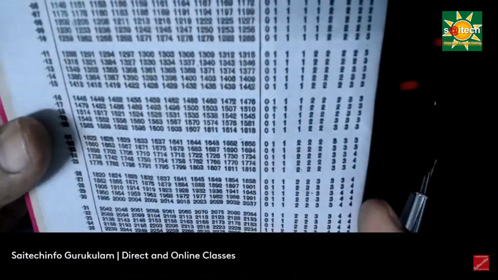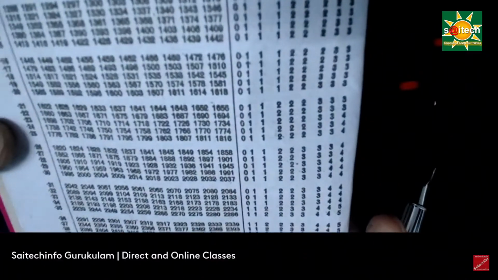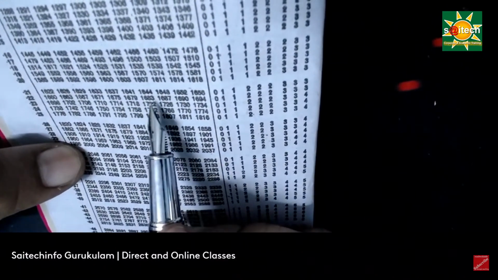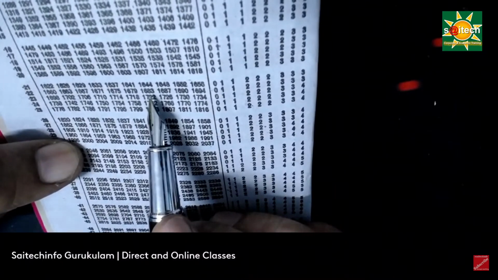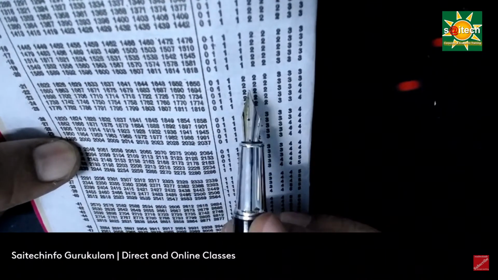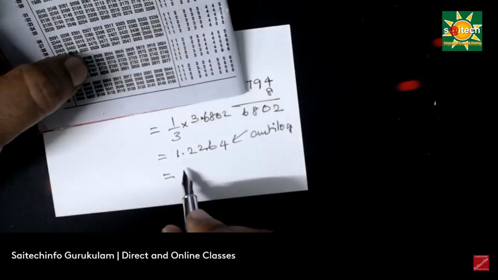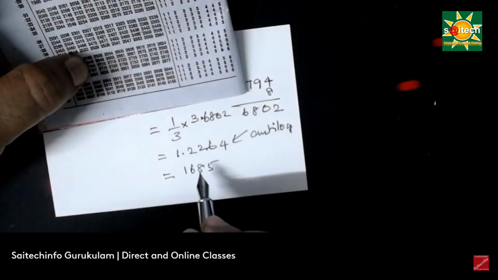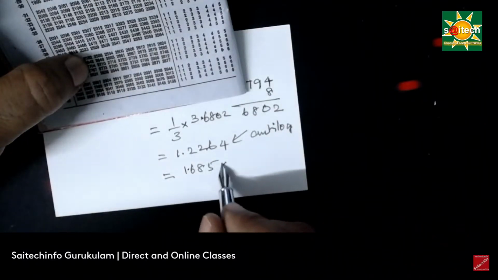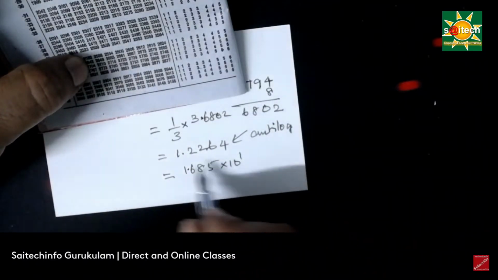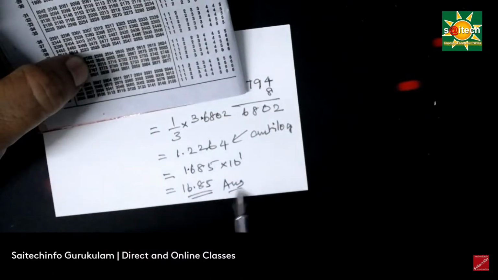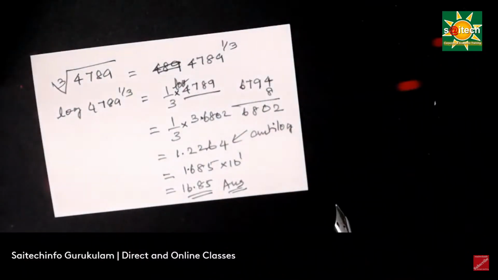So 22, where is 22? 22 6. 22 6, how much? 1683 and 4 2. So 1685. 1685. Now you have to put 1 point into 10 power 4, 1. So that is 16.85. So this is the answer. Got it? Okay.